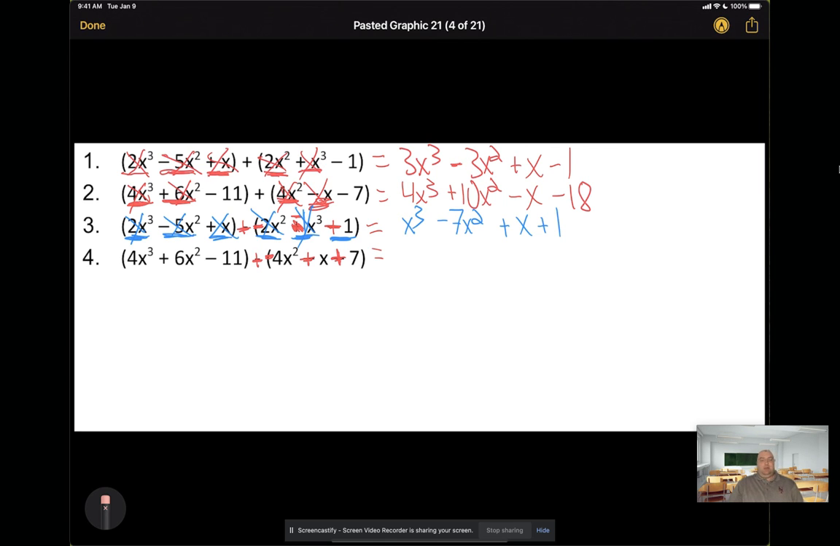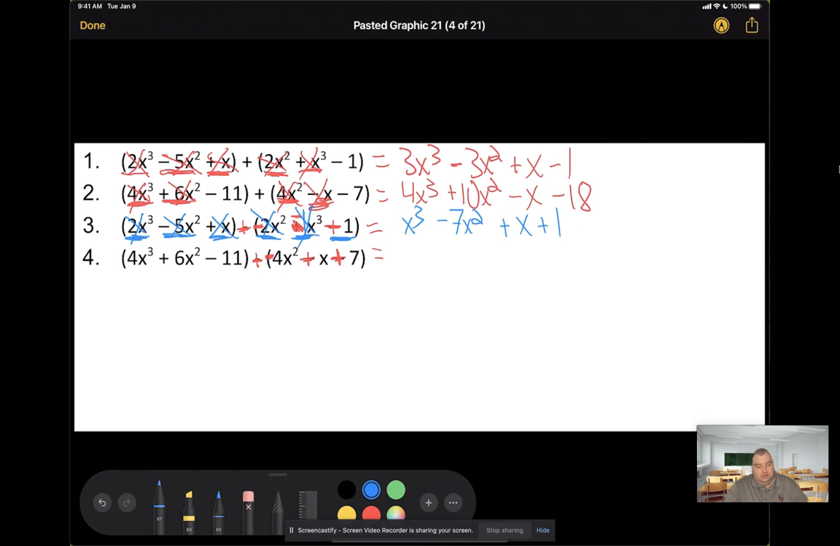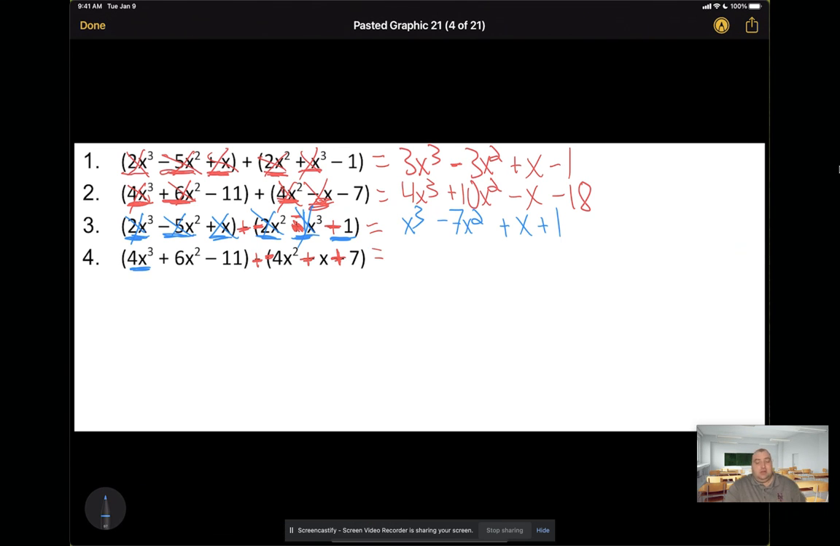All right, and in number 4, once again, my largest exponent is x cubed. So starting with x cubed, I only have that one right there. So I'm going to bring that over, 4x cubed. Moving down to x squared, I have 6x squared and negative 4x squared. 6 and negative 4 are going to combine to a positive 2x squared.